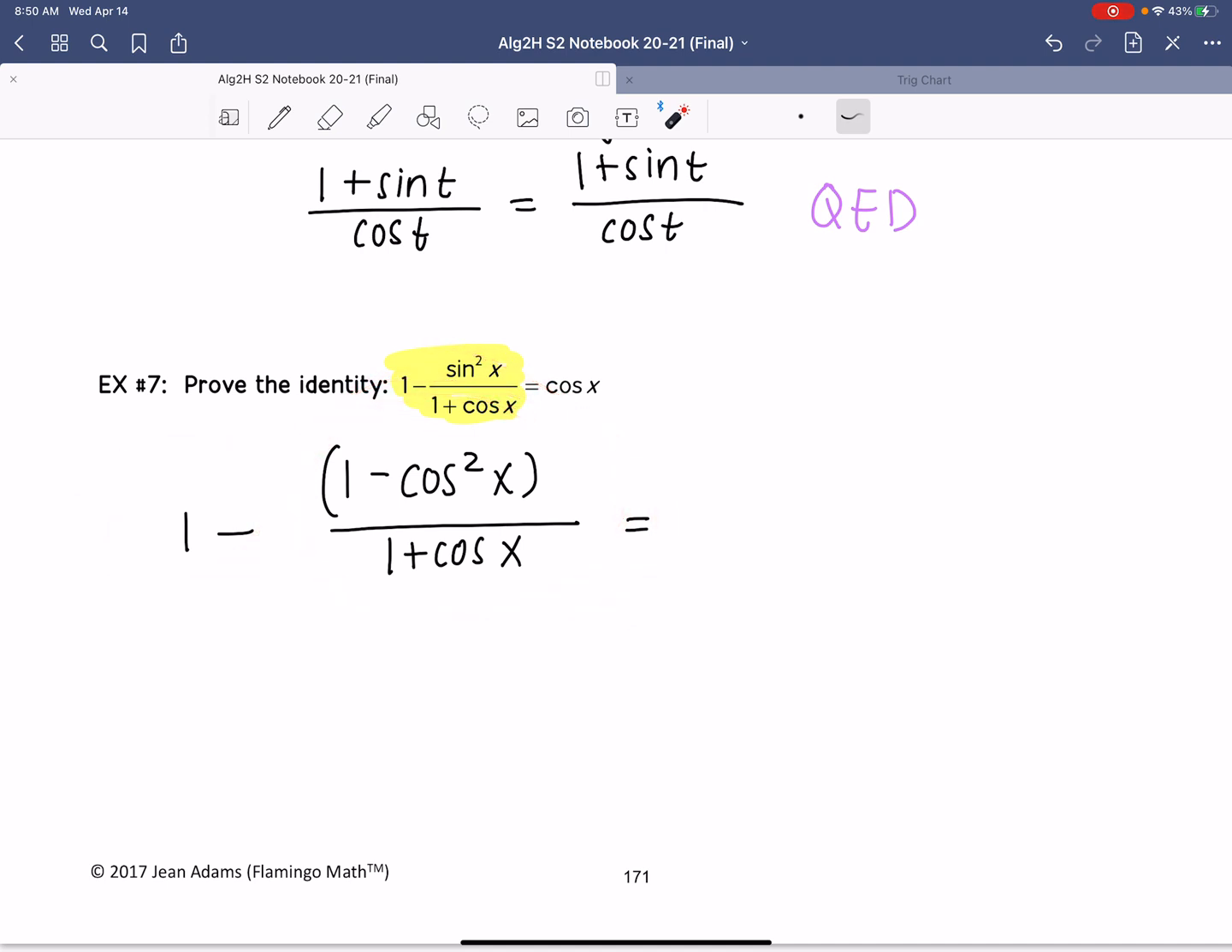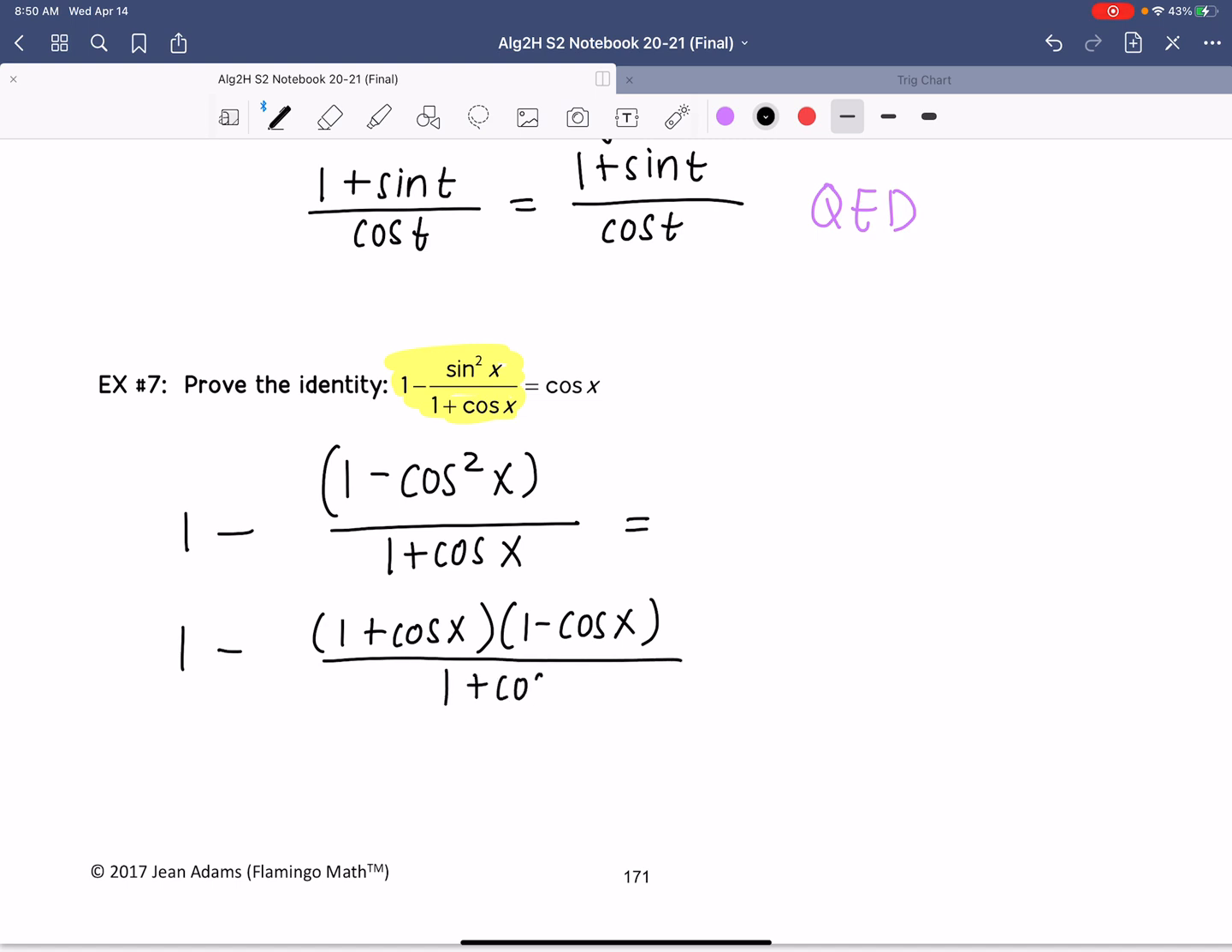Okay, so this is a difference of perfect squares. This is a perfect square, this is a perfect square, and we know how to factor this. Hopefully you saw that when I factor it, one of my factors will be 1 plus cosine of x. So I'm going to factor my numerator. When it factors, I get 1 plus cosine x times 1 minus cosine x, over this 1 plus cosine of x. We can simplify, these factors will cancel. So now all I have is 1 minus, and then this 1 minus cosine of x.